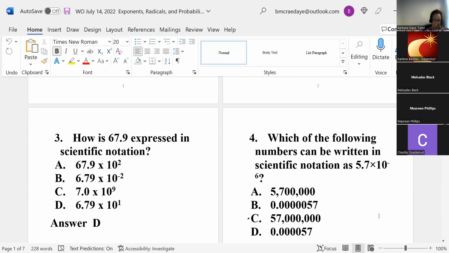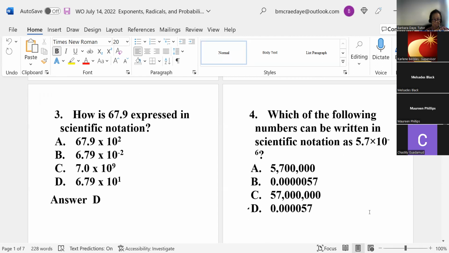I choose B because it looked more familiar. No, the rule. Where do you move your decimal point, Maureen? I know what this looks like, one place. Let's see, your decimal point, you said B, right? It's right here. Yeah, so where did you move this decimal point?